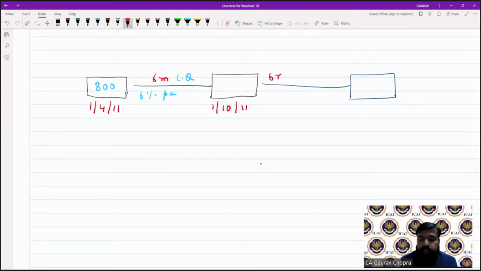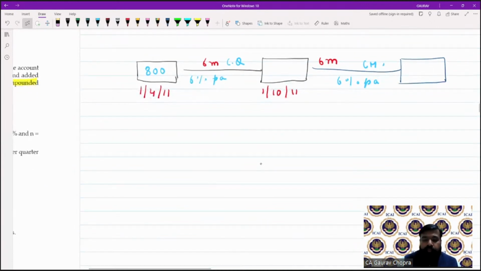For 6 months. Then compounding was now on a monthly basis and the rate of interest is also 6% per annum. So all these required figures, we have to find out. First of all, we have to see the conversion period, the number of periods. So 6% is per annum and compounding is quarterly. Therefore, it will be 6 upon 4, that is 1.5% we have to take.